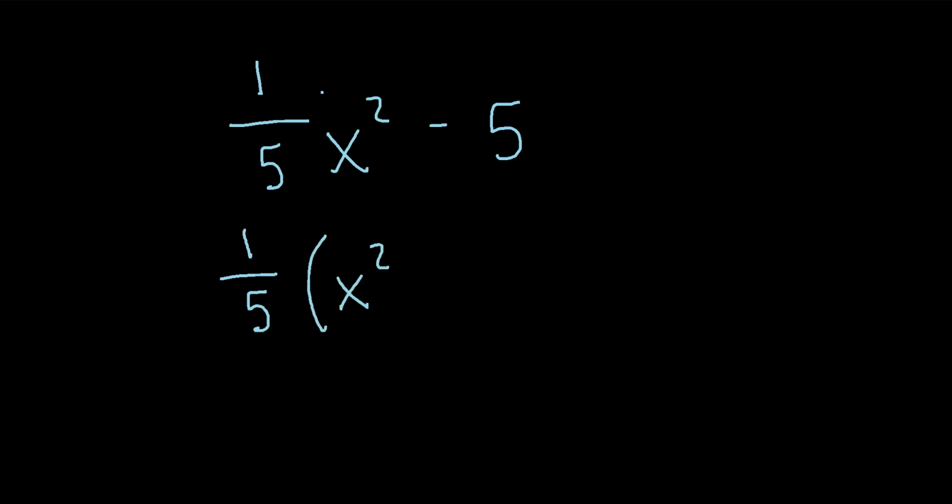And remember the trick that we said in the previous example, when you pull out a fraction like this, you really just need to multiply every term by the reciprocal of this fraction. So the reciprocal of 1/5 would just be 5 over 1. So we need to multiply every other term by 5. So this term negative 5 right here, we need to multiply it by 5. So that would be negative 25.